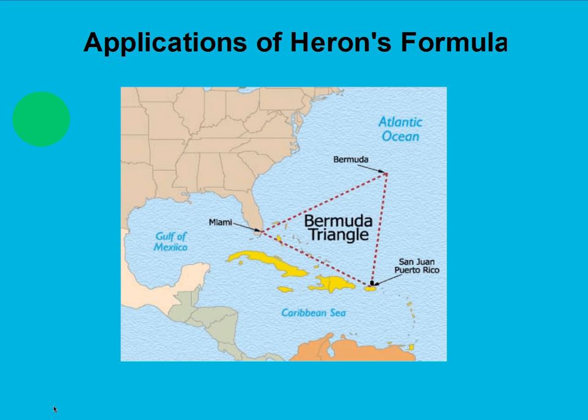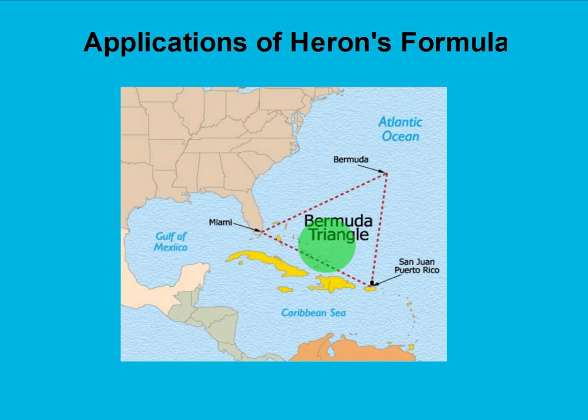I've always been fascinated with the Bermuda Triangle. One application of using Heron's formula might be to find the area of this triangle. The triangle is formed from Miami to Bermuda, Bermuda back to San Juan, Puerto Rico, and then that point back to Miami. You could figure the area of this triangle just by finding the side lengths. This area is famous, of course, for ships and planes disappearing, and people not figuring out what happened to them. So it'd be interesting to know how big this area is, and you could do that using Heron's formula.